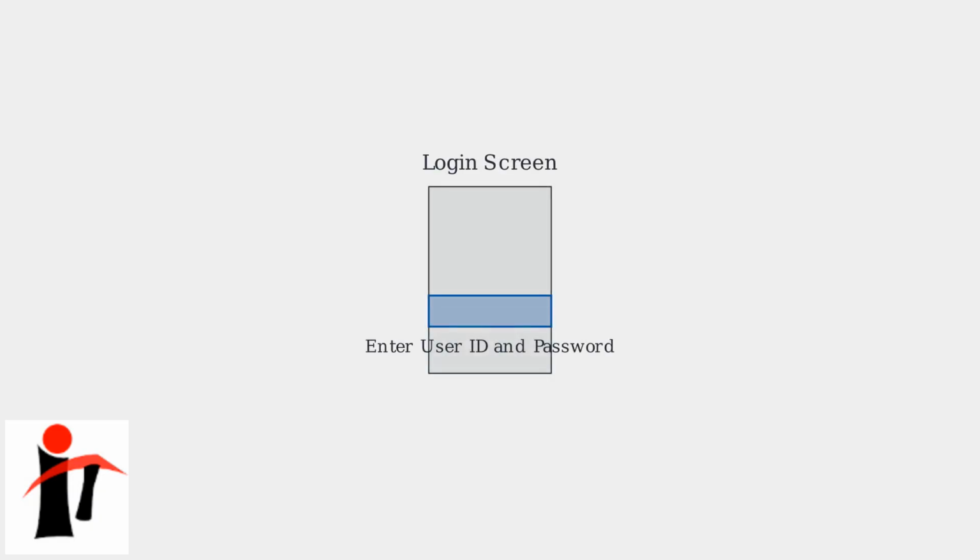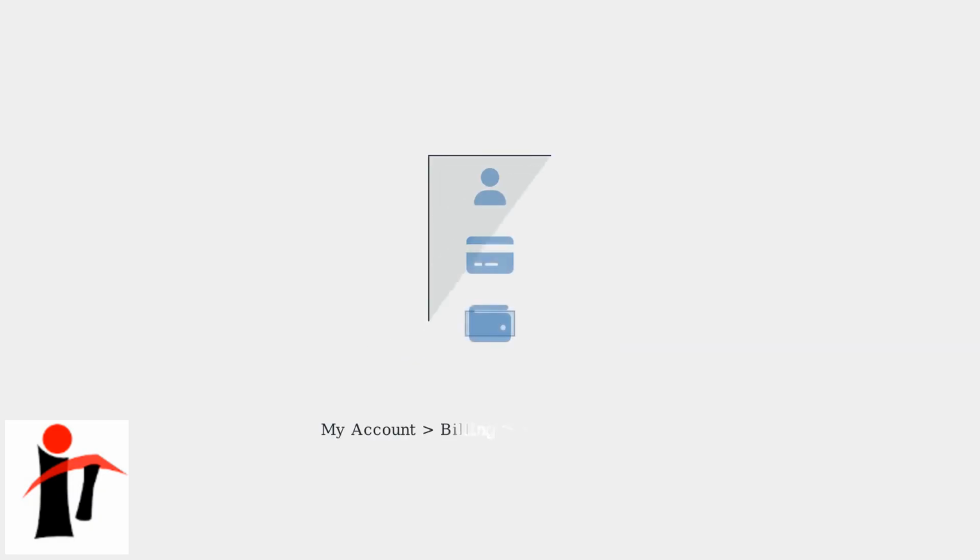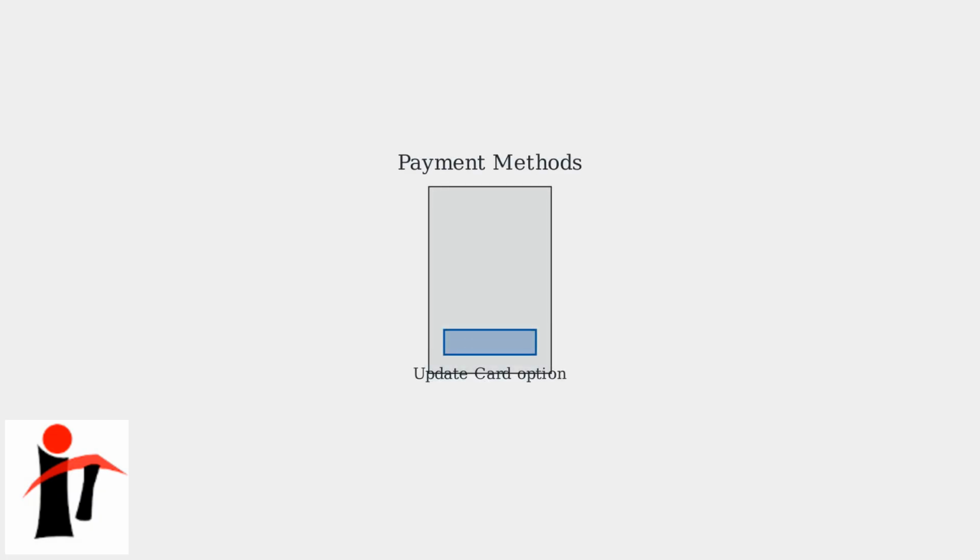First, open the Tesco Mobile app on your iOS or Android device. Log in using your credentials. Navigate to the My Account section, then select Billing, and finally, Payment Methods. Here you'll see an option to Update Card.